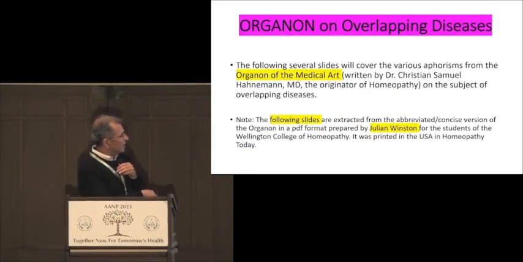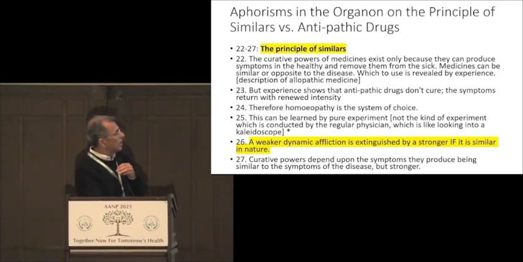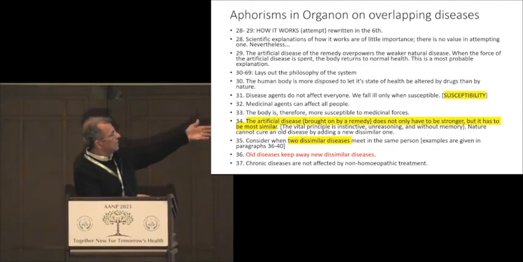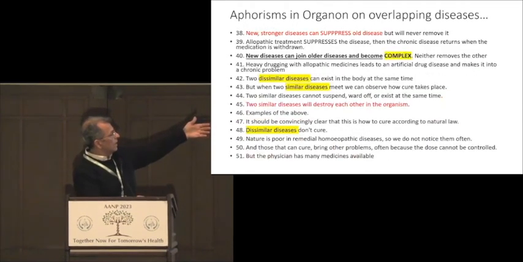The following slides here basically come from a PDF file from Julian Winston that summarizes, very briefly, the main aphorisms that cover the subject of overlapping diseases. So those are like summaries of these different relevant aphorisms that we're going to cover today.